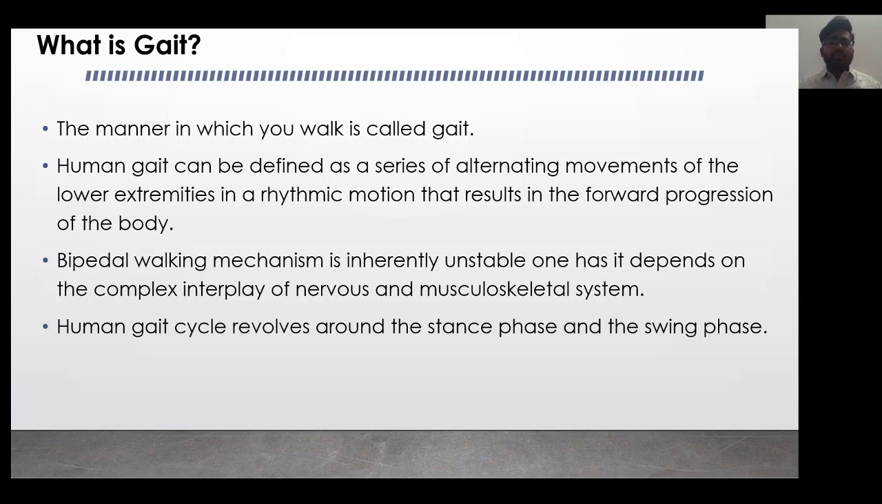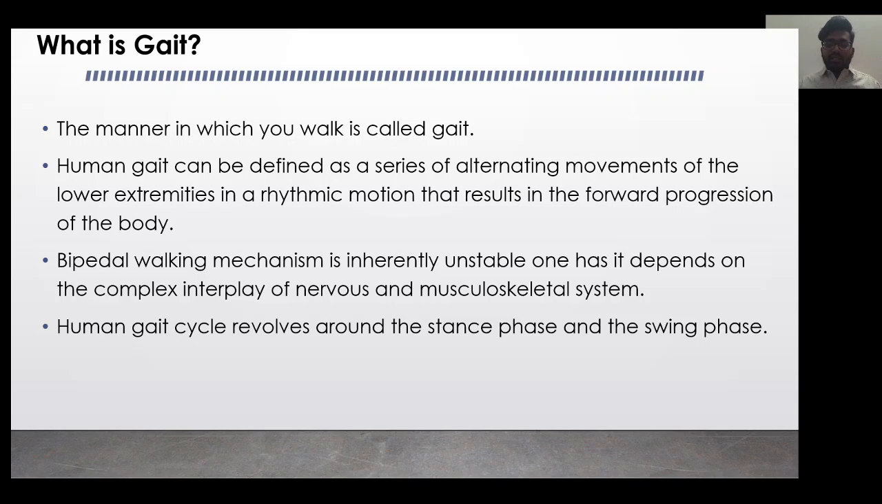So gait has many terminologies. The common ones are the stance phase and the swing phase. The stance phase is where one of the limbs or both of the lower limbs are in contact with the ground. Whereas the swing phase is when your limb is not in contact with the ground. Based on this, an entire gait cycle is said to be running.